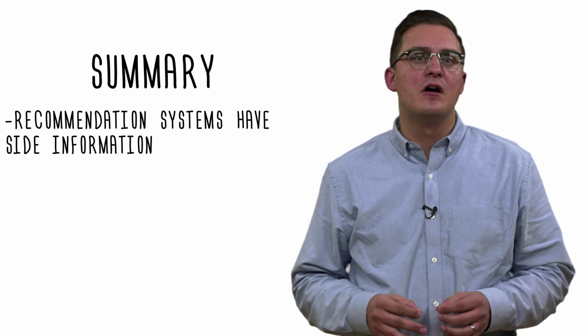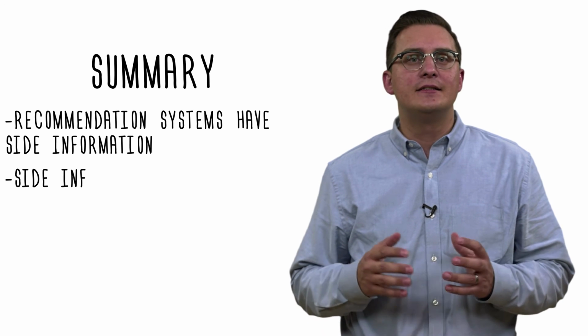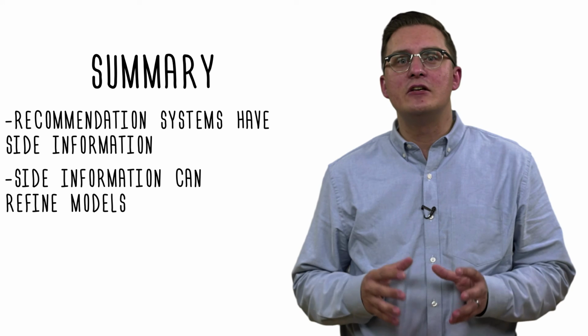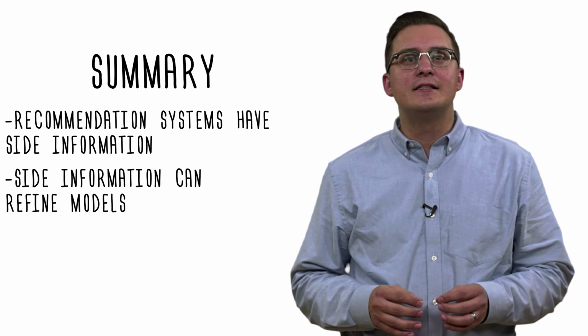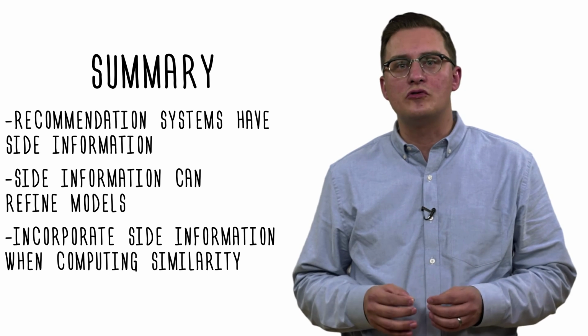To summarize, we have seen that recommendation systems often have site information about users and items available. This information can be used to refine our model, that is, remove some homogeneity assumptions. Practically, this is done by incorporating site information when computing similarity between users or between items.